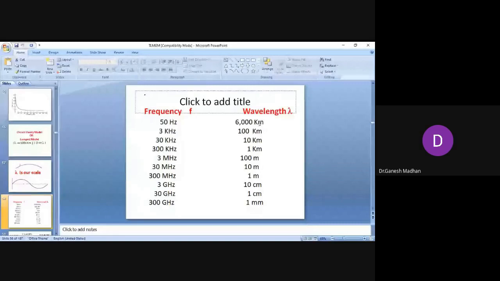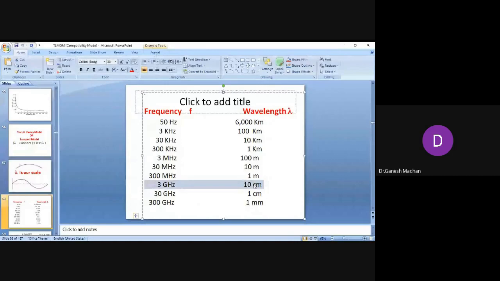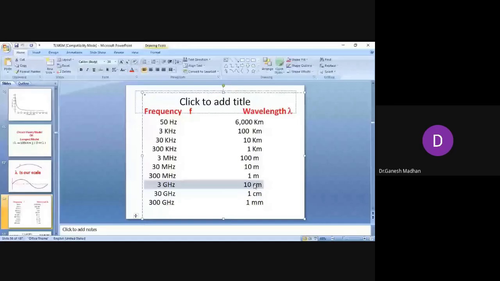Take this case: a 3 gigahertz RF or microwave signal has to be analyzed only as a transmission line, because the wavelength is 10 centimeters. The dimensions of the components and the traces of the PCB are also on the order of 10 centimeters. So you have to use transmission line theory. You cannot use circuit theory.